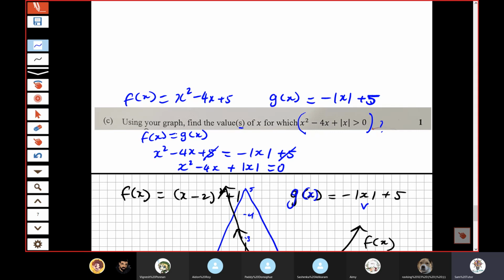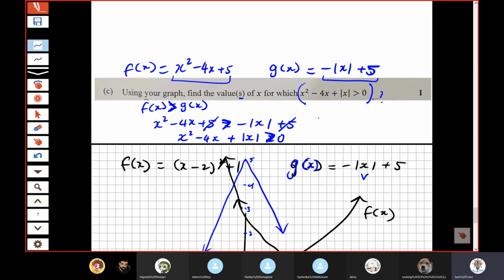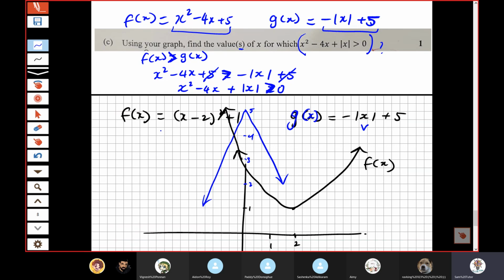What are you going to change the equal sign to? Greater than. You want to find when this function, f of x, is bigger than g of x. When would your black curve be bigger than your blue curve?